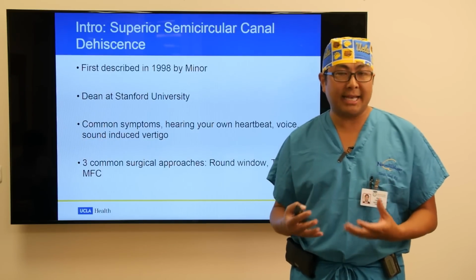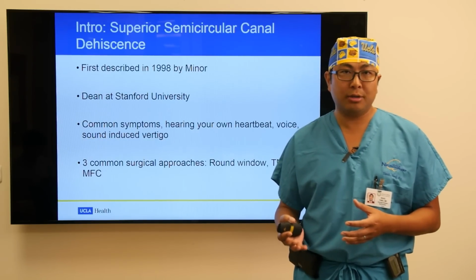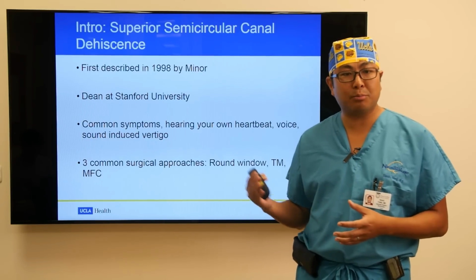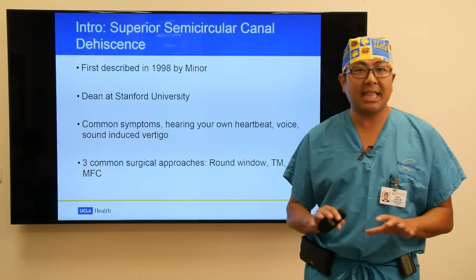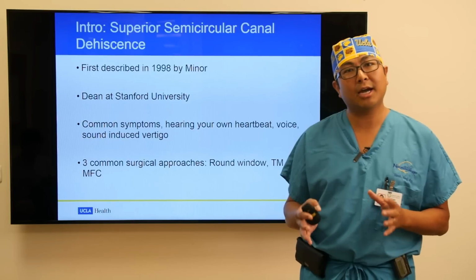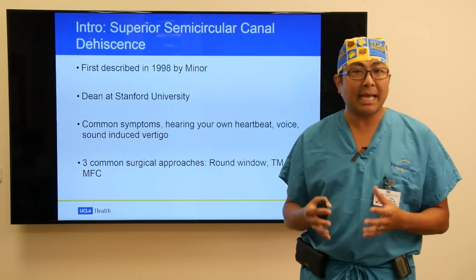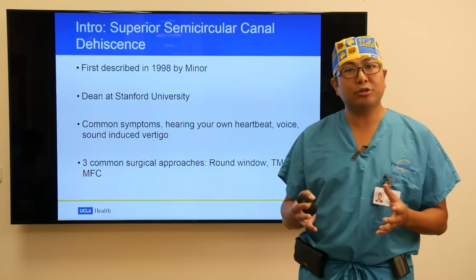For treating SSCD, there are three major approaches: the round window approach, the transmastoid approach, which is abbreviated as TM, and the middle fossa craniotomy, the MFC. I'm not here to argue the pros and cons of each different kind. I'm only here to talk about the middle fossa craniotomy. That's the approach we recommend here at UCLA.